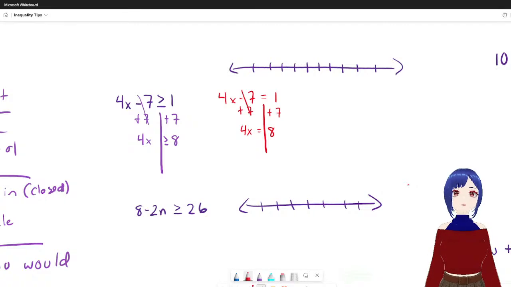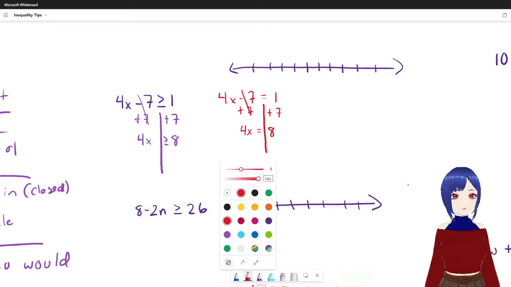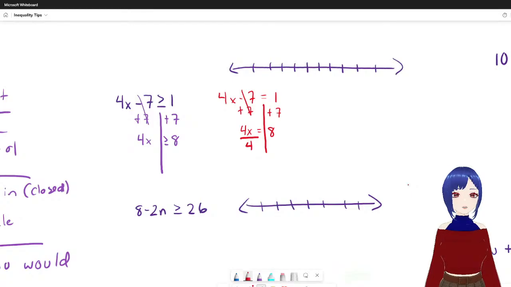So with this, we took care of the addition and subtraction. So 4x, remember, is 4 times x. The opposite of multiplying is to divide. So the opposite of multiplying by 4 would be to divide by 4. And then the same thing with our inequality, because it's the same thing. We just wrote it with an equal sign instead to notice that it's the same as an equation. So x is greater than or equal to 8 divided by 4, which is 2.